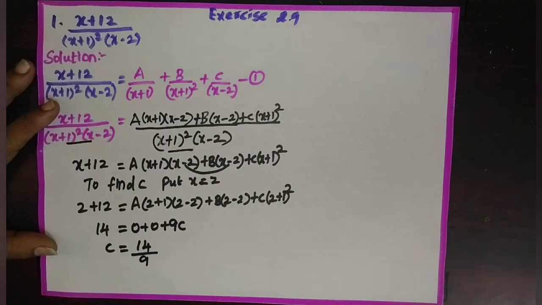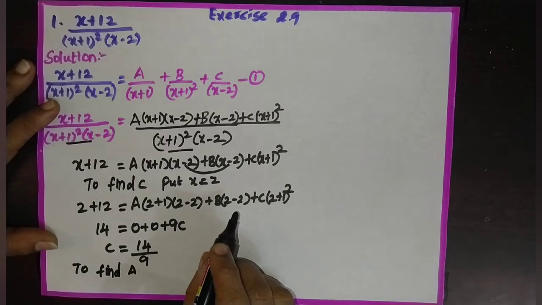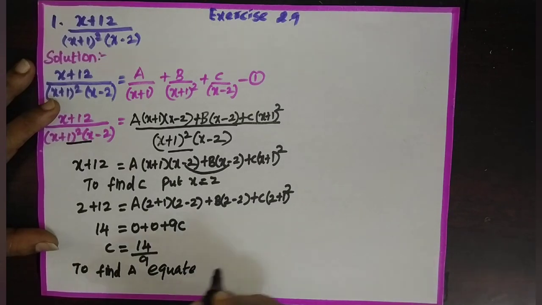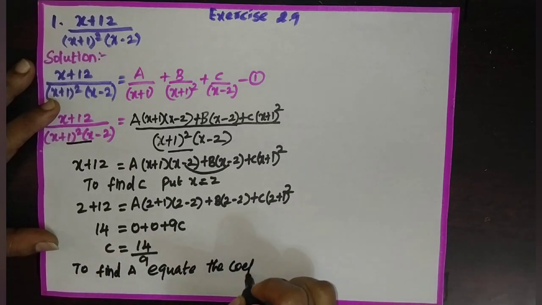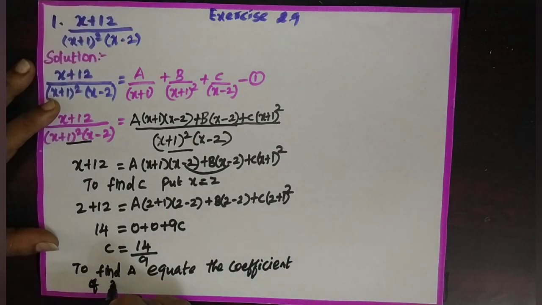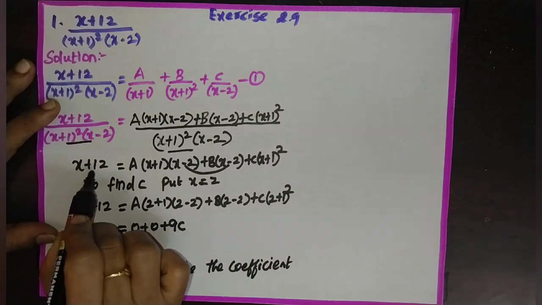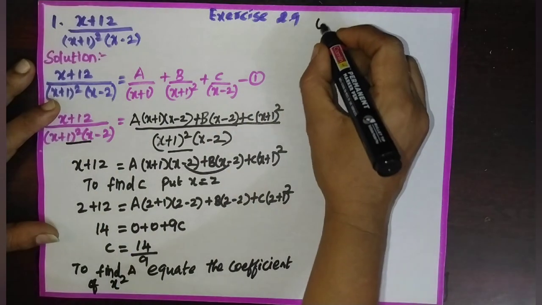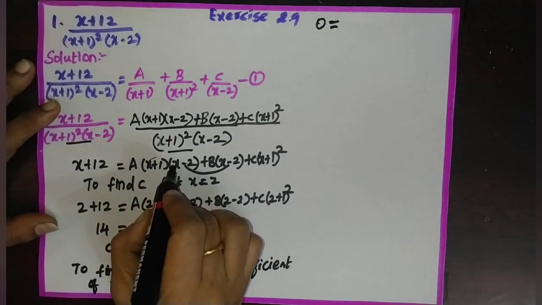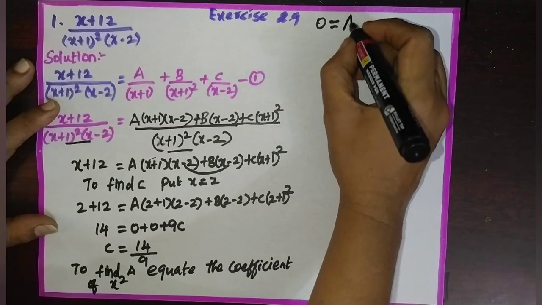Next, to find a, we can equate the coefficient of x square. To find a, equate the coefficient of x square. So, x plus 12. The coefficient of x square is 0 in the left side. On the right side, a x into x, a x square. The coefficient of x square is a.